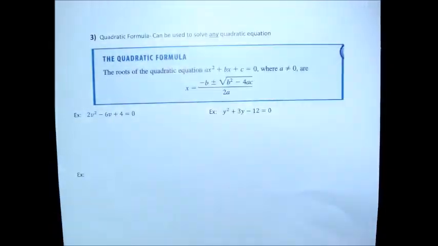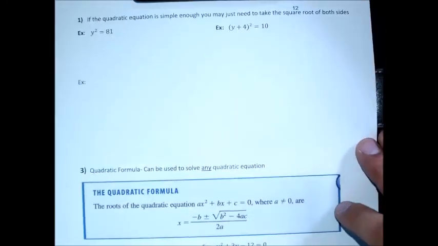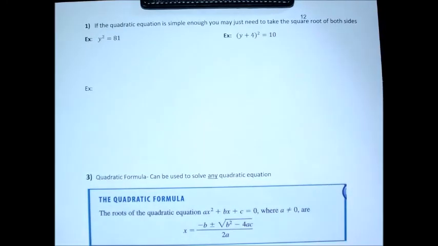So the first method is taking the square root. It only works if it's a nice equation. If the equation isn't too nasty, then we can just isolate the variable and take a square root. For example, on this first one, we have y squared equals 81. That's about as nice as a quadratic equation can get.